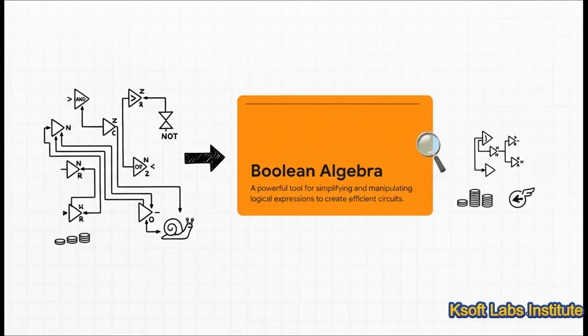Now, Boolean algebra sounds kind of intimidating, but its purpose is actually really straightforward. It's all about efficiency. It's a system of math that lets engineers take a really complex logical idea and simplify it, boil it down to its essence. The goal is always to get the same result, but by using fewer gates. That makes the final circuit smaller, faster, and way cheaper to make.